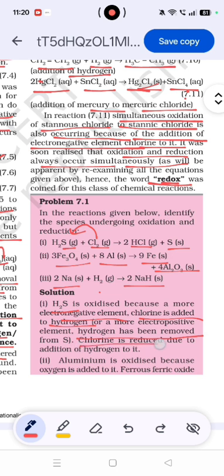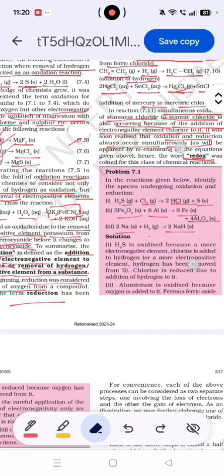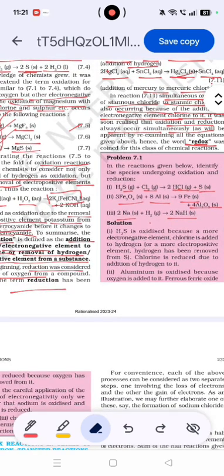Okay. Next one, chlorine is reduced due to addition of hydrogen to it. See, chlorine is reduced. How? Because of the addition of hydrogen to it. Hydrogen is an electropositive element. So which substance is reduced in this? Chlorine is reduced. And which is oxidized? H2S is oxidized. Clear? Next one, Fe3O4 plus 8Al gives 9Fe plus 4Al2O3.